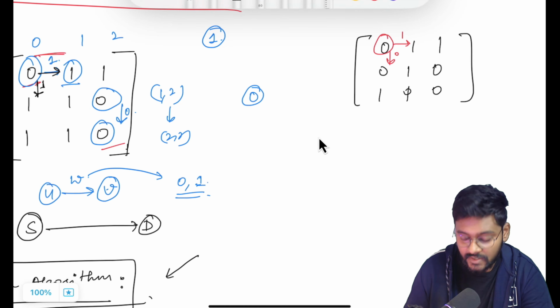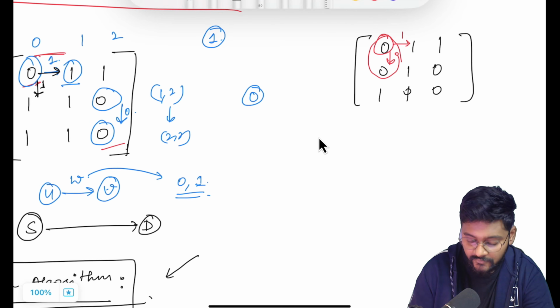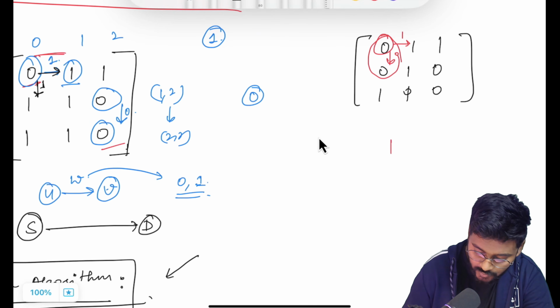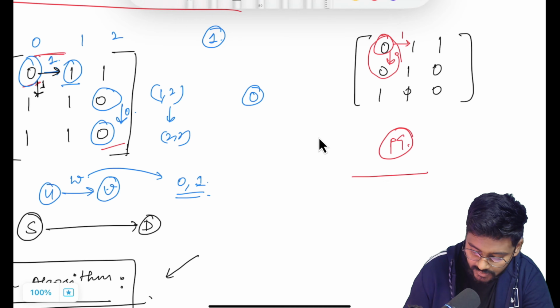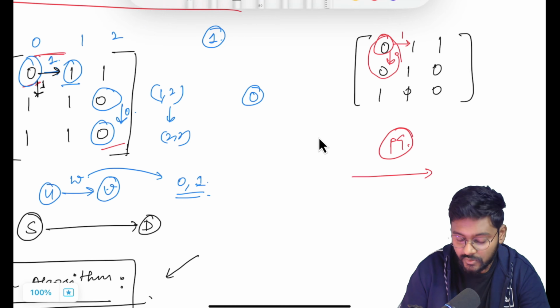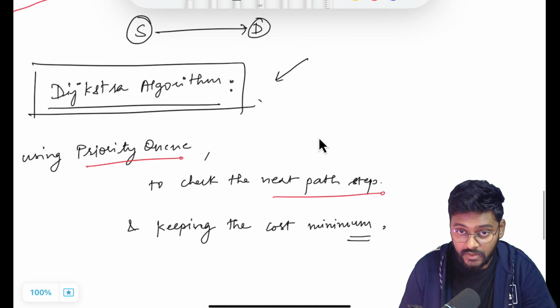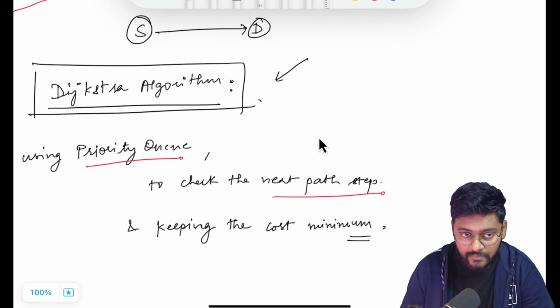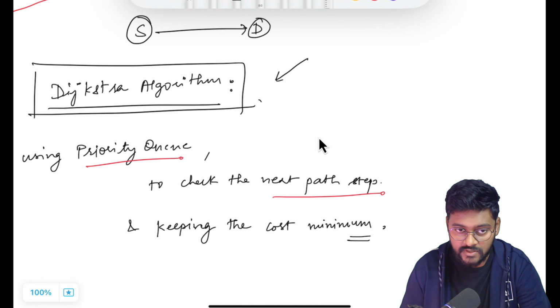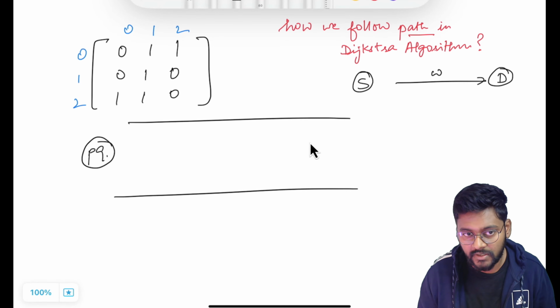So in the next step, it is going to pick this one first and this one will come later in the priority queue. That priority queue is going to be in increasing order of cost, or you can say the number of obstacles we have encountered during the path. So we use a priority queue to check the next path step while keeping the cost minimum. In this way, we will be able to optimize our path hunting from source to destination, which has minimum obstacles. Let me give you a brief of how we follow the path in Dijkstra algorithm.